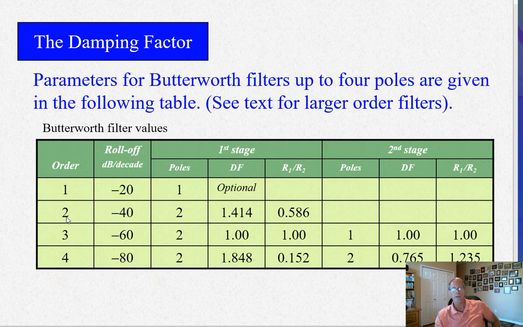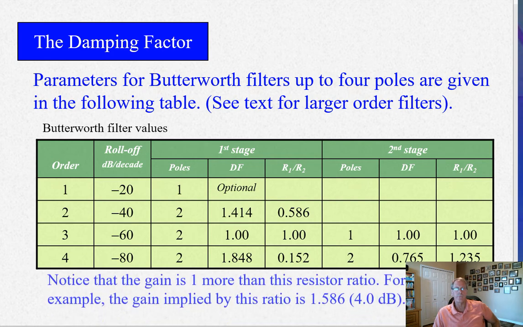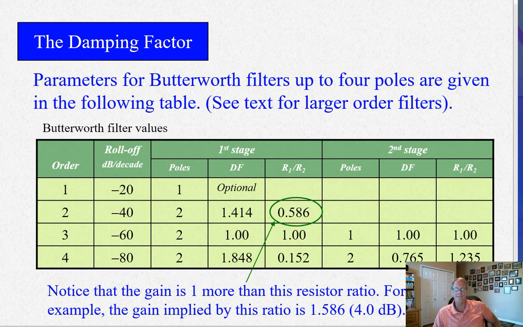So, for example, if you need a second order filter, that means 40 dB per decade, right? You're going to have two capacitors in that circuit. We'll see that in a moment. We have two poles. The damping factor is going to be 1.414, and that is a gain resistor pair of 0.586. Now, as we'll see, this is a non-inverting circuit, so the actual gain is 1.586, right? Because it's 1 plus R1 over R2, and we'll look at that here. Yeah, 1.586.